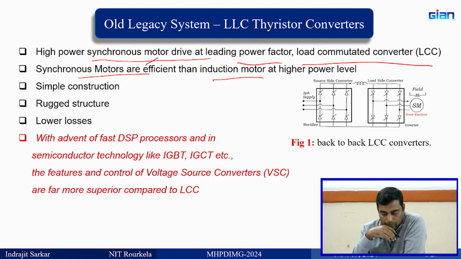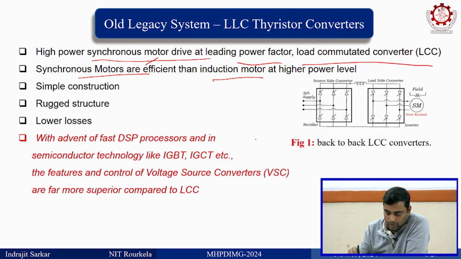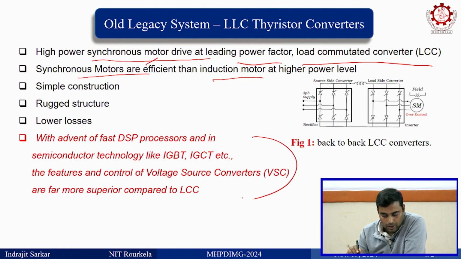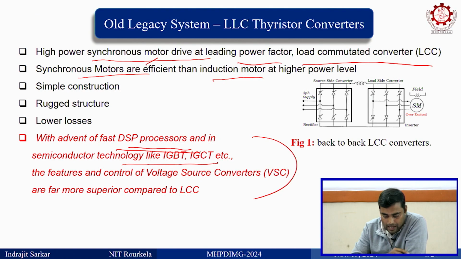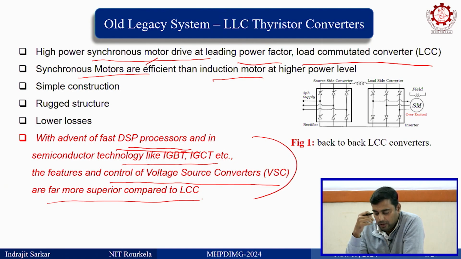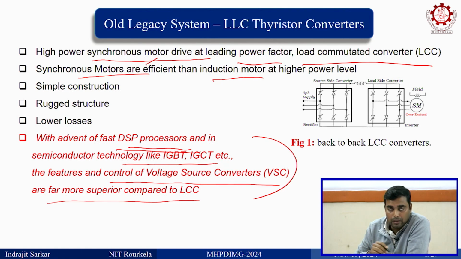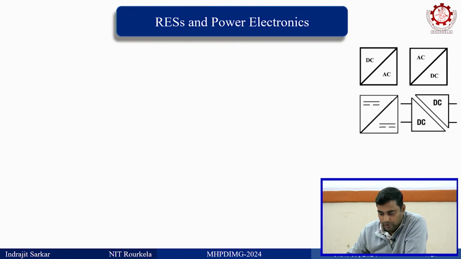Now why are we switching from LCC converters to VSC based converters? Now DSP processors are readily available, so we can implement control easily, and we have semiconductor technology like IGBT and IGCT, and the control of VSC is far superior compared to LCC. Because of these advantages we have largely switched from LCC to VSC based converters. In some applications you cannot think of anything other than LCC converters, but for the rest we are happy with VSC converters.